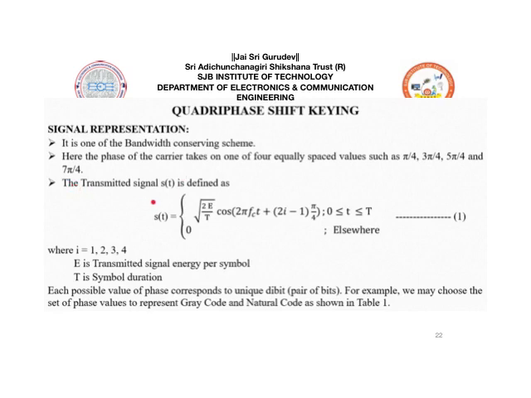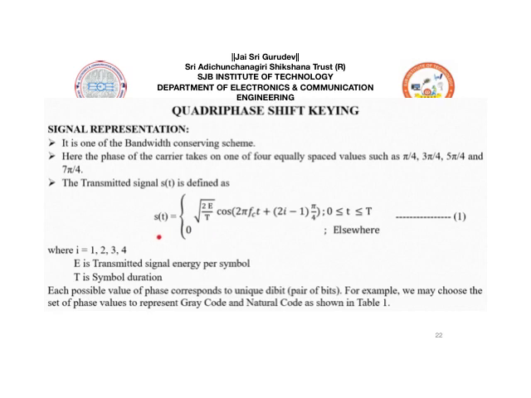And the transmitted signal in quadriphase shift keying, S of t, is defined as S of t is equal to square root of 2E by T cos of (2 pi fct plus (2I minus 1) into pi by 4), where t ranges from 0 to capital T. In the remaining range, the value of S of t is 0.